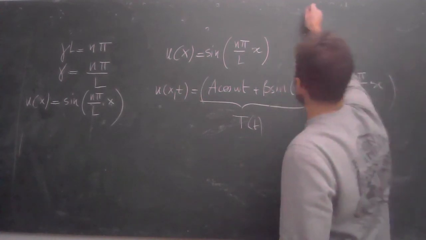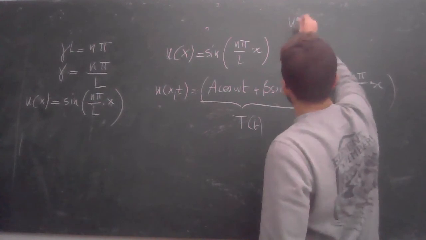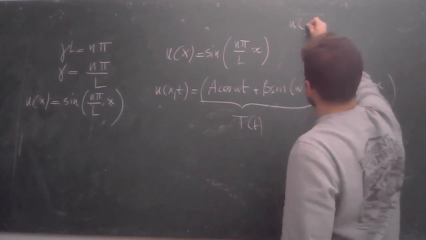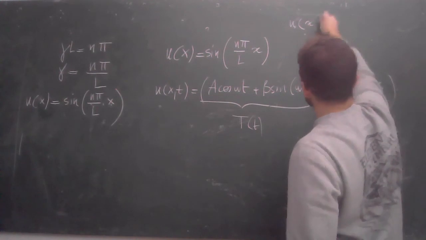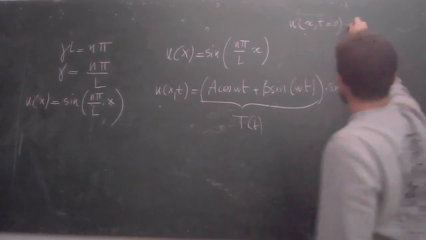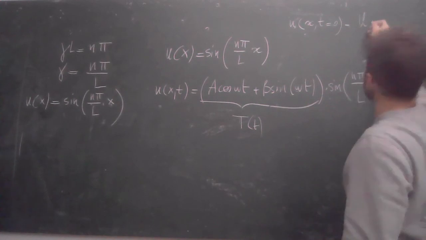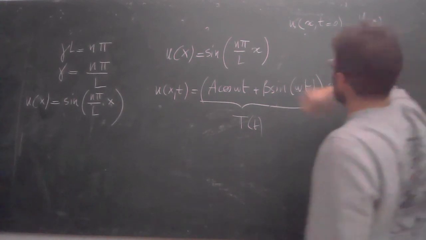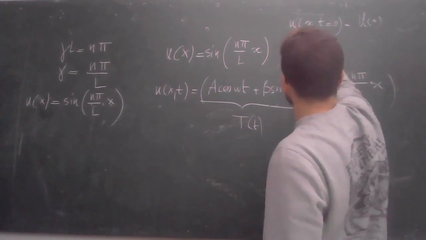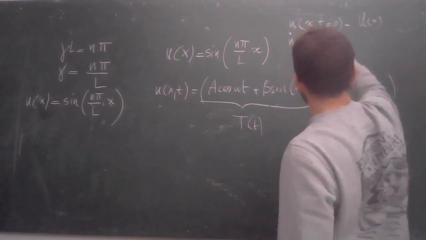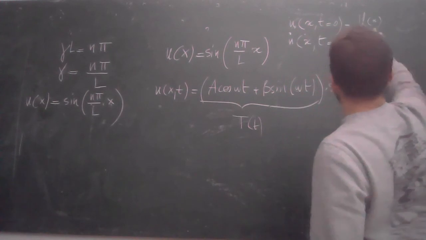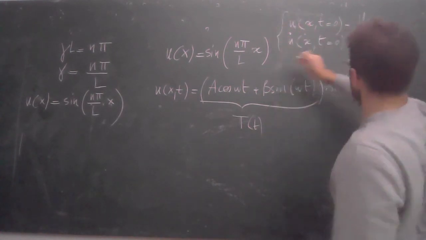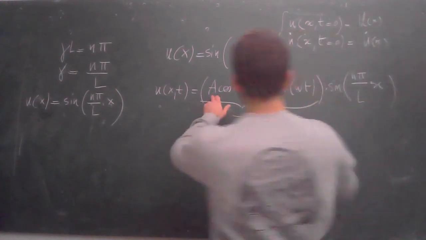So when t is equal to 0, u of x must be a function, big U of x. And u dot of x when t is equal to 0 is a function, u dot of x. If we impose these conditions, we find A and B.